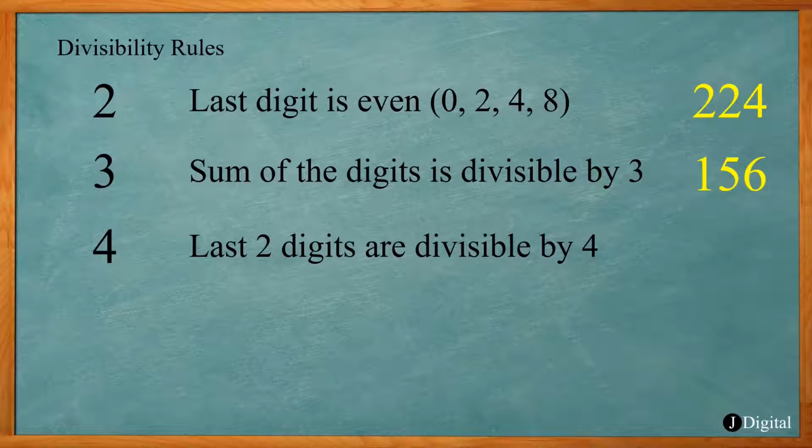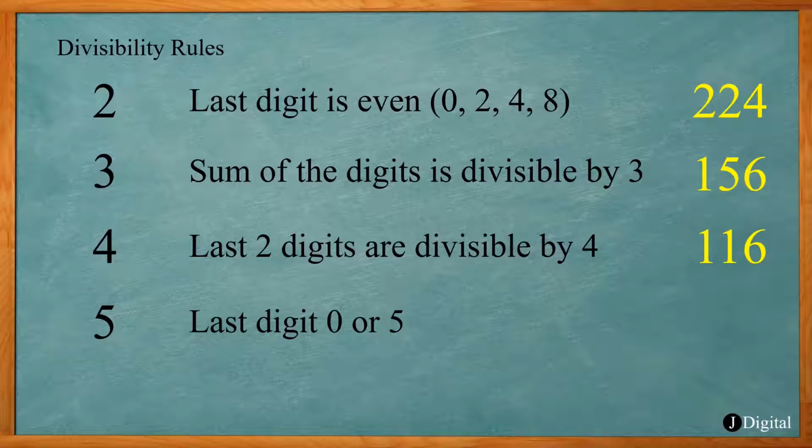If you look at 4, if the last two digits are divisible by 4, then the whole number is divisible by 4. So we'll look at 116, the last two digits form 16, and 16 is divisible by 4. So 116 is also divisible by 4. Now for 5, simply if the last digit is a 0 or a 5, that number is divisible by 5. So we'll look at 135, the last digit is a 5, so it's going to be divisible by 5.